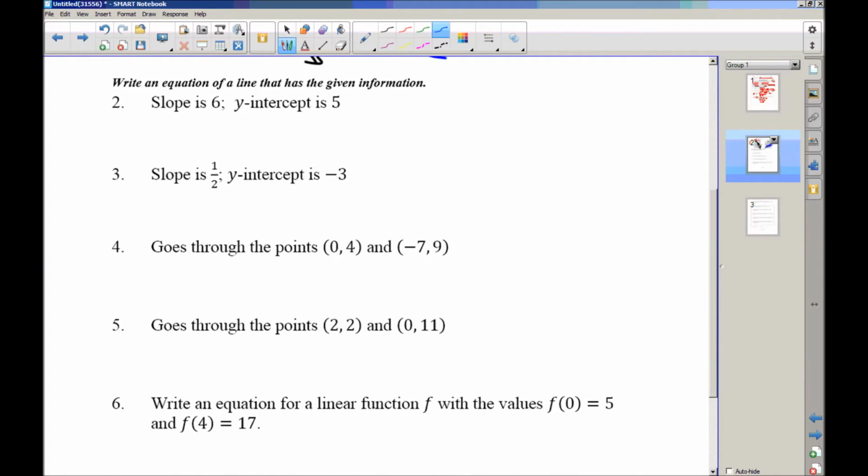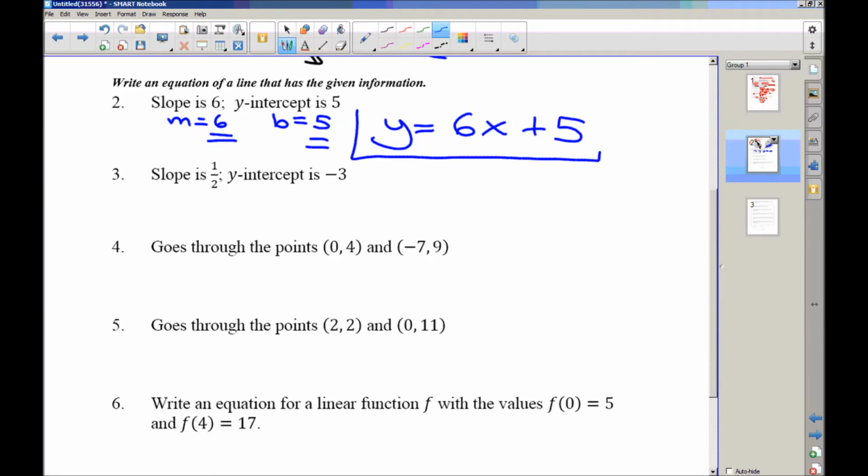So we know our slope is 6, so that means our m is 6. We know our y-intercept is 5, so we're writing an equation where y is the output. We'll let x be our input. And remember, the slope always has to go with x because the variable changing is what makes it get a steepness value. And then the starting place is 5. So we write y equals 6x plus 5.